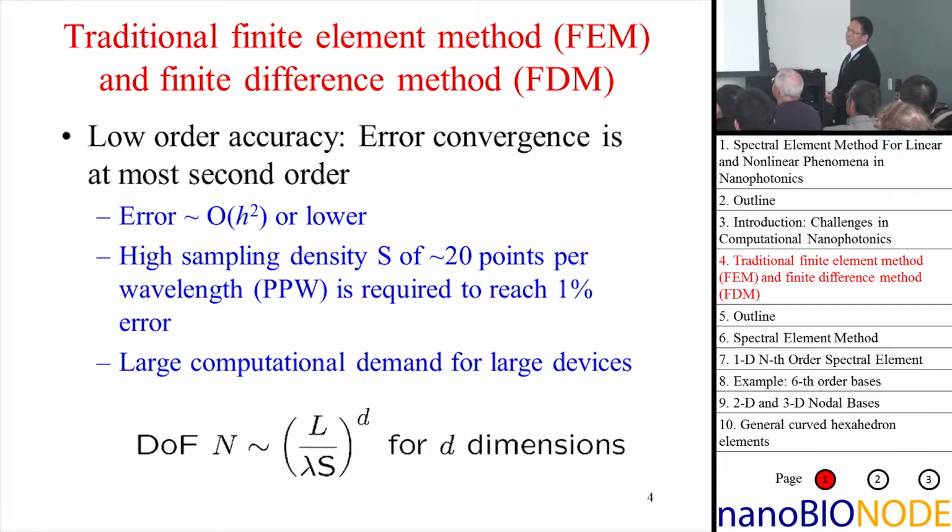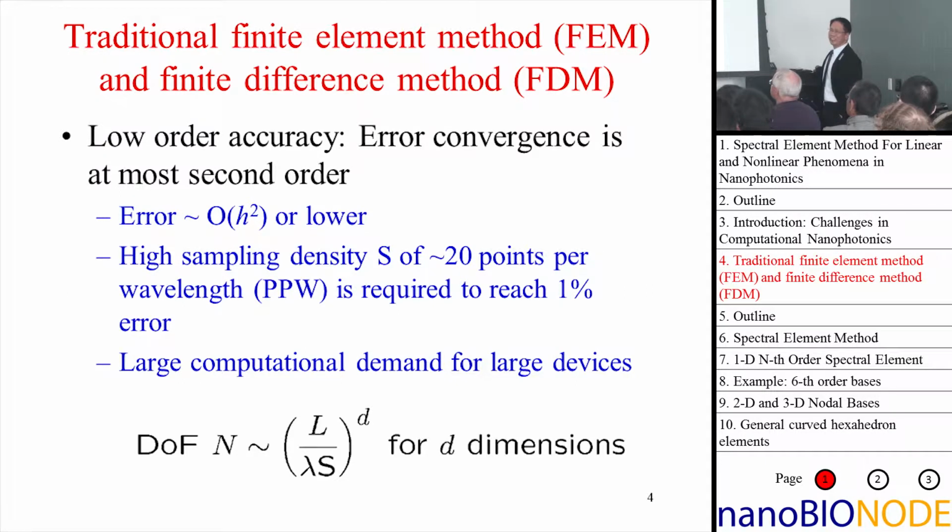The traditional methods of solving nanophotonics problems are the finite element method and the finite difference method. The conventional way is to use lower order basis functions, so the convergence rate is very slow. It means that if you decrease the grid size, the error is going to be proportional to the grid size squared. So therefore the convergence is slow.